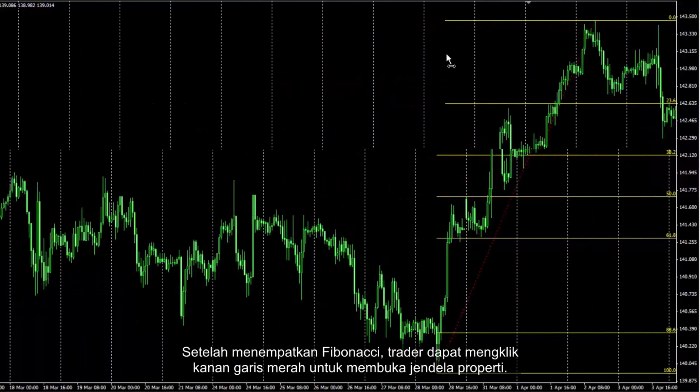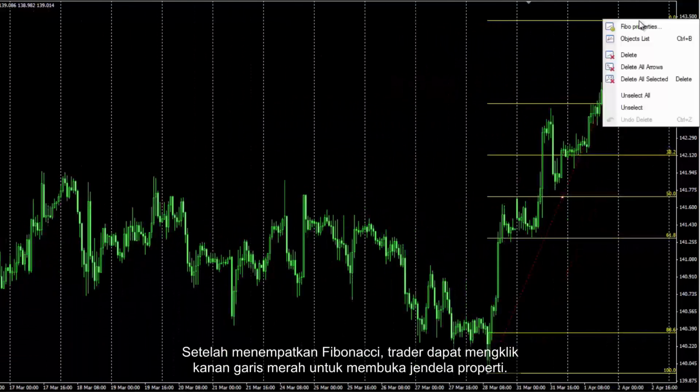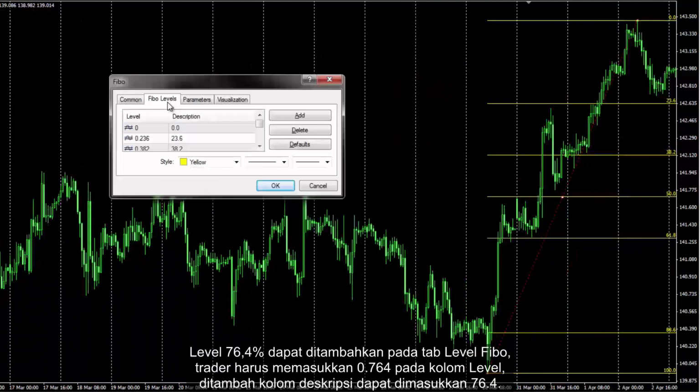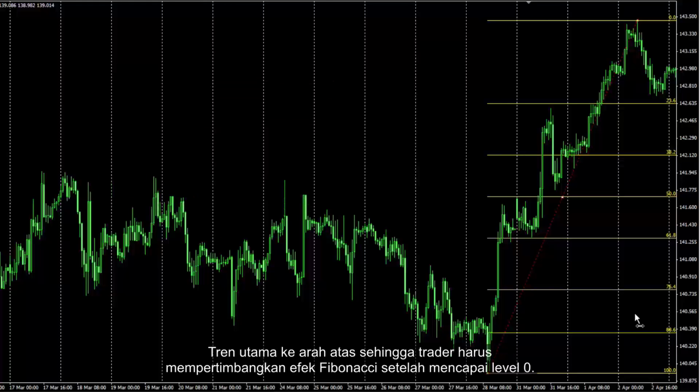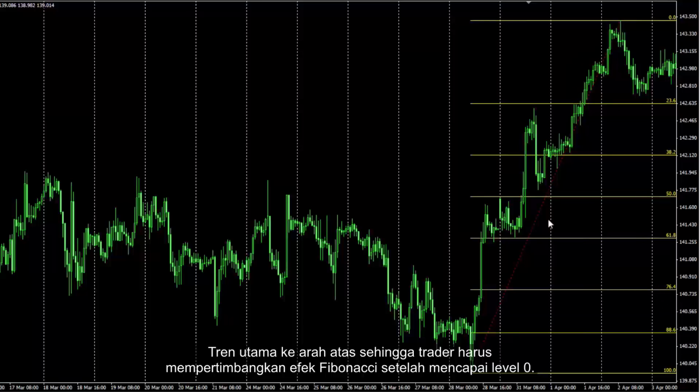After placing Fibonacci, a trader can right-click on the red line to open a properties window. 76.4% level can be added to the Fibo Levels tab. A trader must enter 0.764 in level field, plus in description field a trader can enter 76.4. The main trend is upwards, so a trader should consider Fibonacci effects on direction after it hits the zero level.